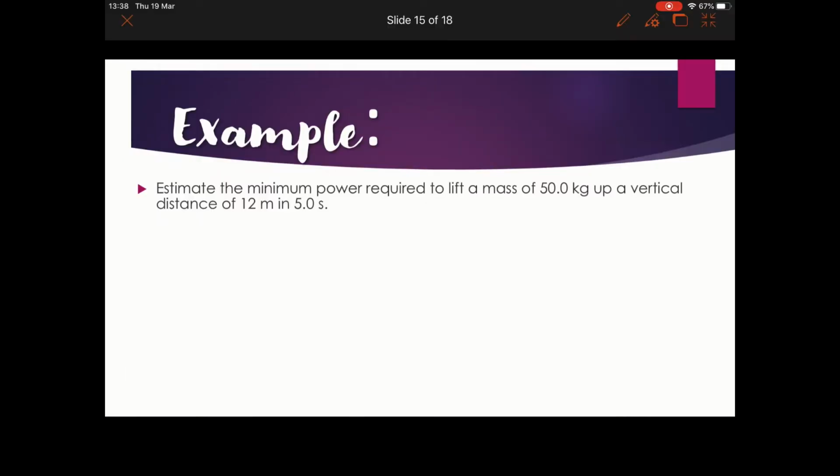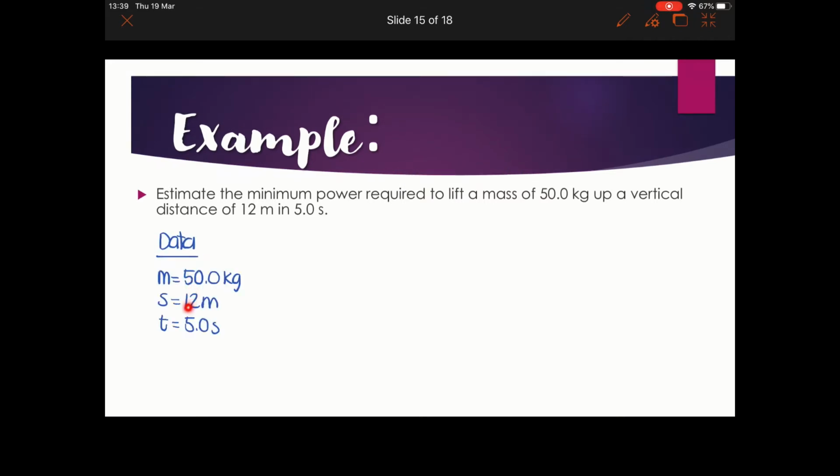So let's solve an example. Estimate the minimum power required to lift a mass of 50 kilograms a vertical distance of 12 meters in 5 seconds. The data we have is the following. Mass of 50 kilograms, distance of 12 meters, and time of 5 seconds.